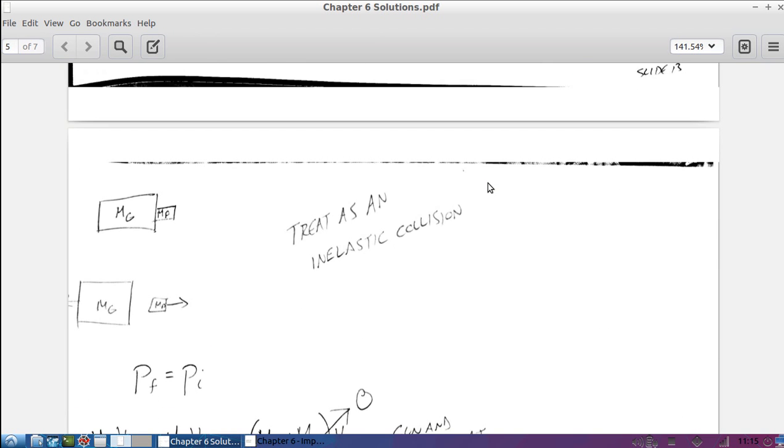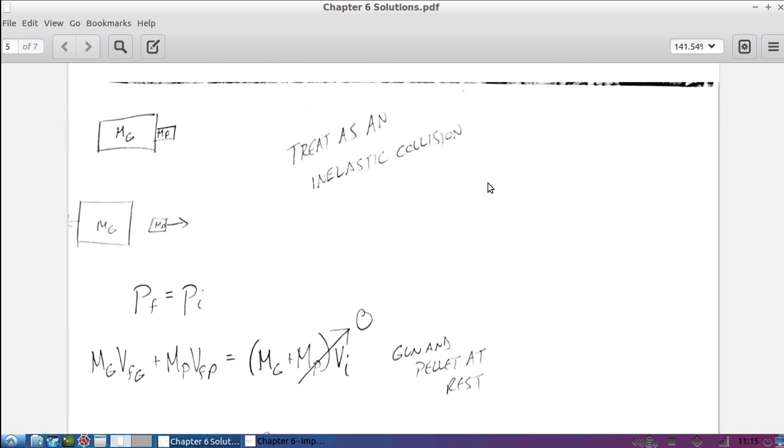So again, I'm going to treat it as an inelastic collision in reverse. All right. So they're initially stuck together. They're both at rest, and then the gun fires the pellet. The pellet goes in this direction. The gun will go in the opposite direction. So I'm expecting a negative speed or a negative velocity for the gun, right? Because I'm saying that this direction of the pellet is positive.